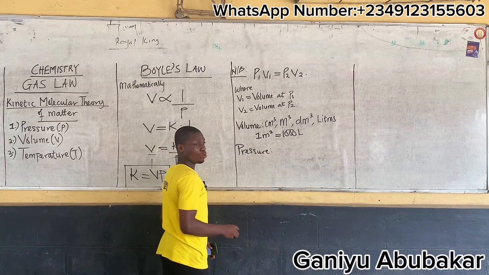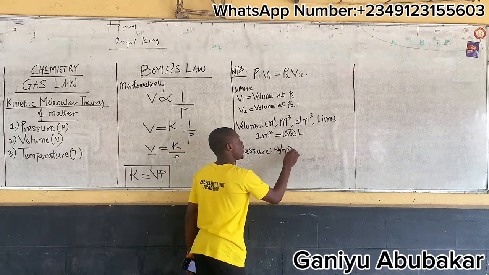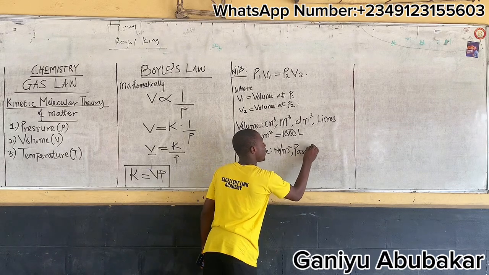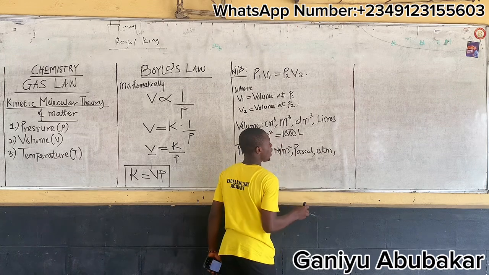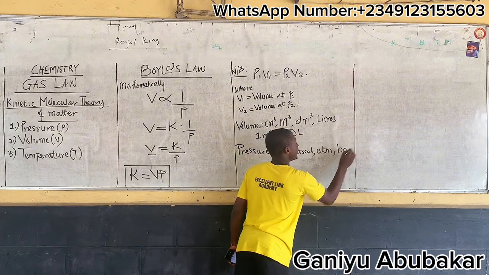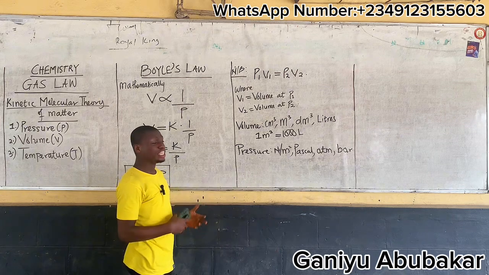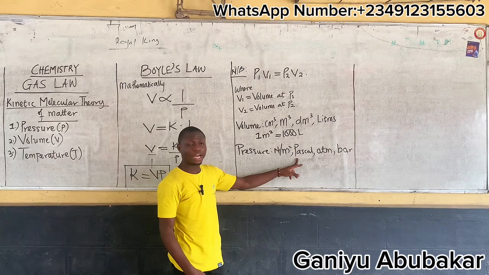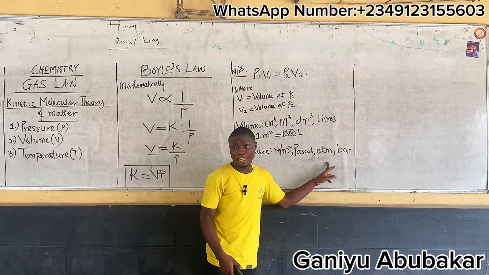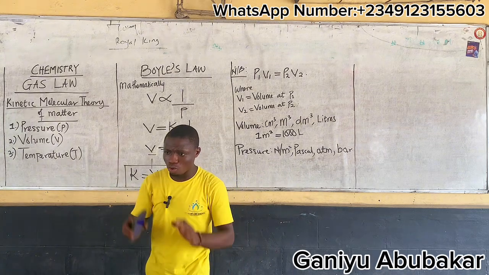What are the units of pressure? We have Newton per meter squared, Pascal, atmosphere (ATM), and bar. These are several units of pressure. We have pressure in terms of Newton per meter squared, in terms of Pascal, in terms of atmosphere, and in terms of bar.